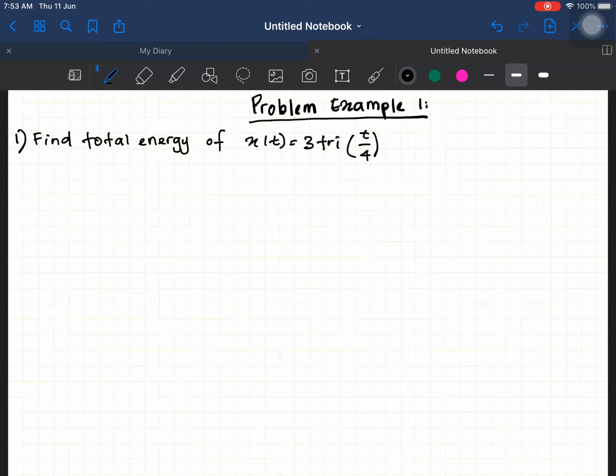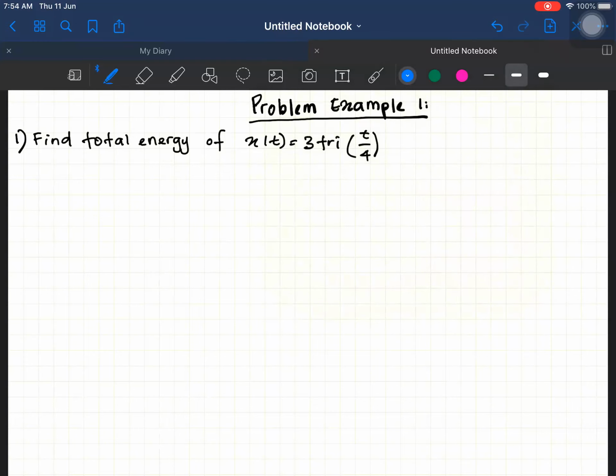In this video I will show you the solution to some of the problem examples that I gave in the video on classification of signals. The first one shown here asks you to find the total energy of x of t equal to 3 tri t over 4. This tri means triangular signal.